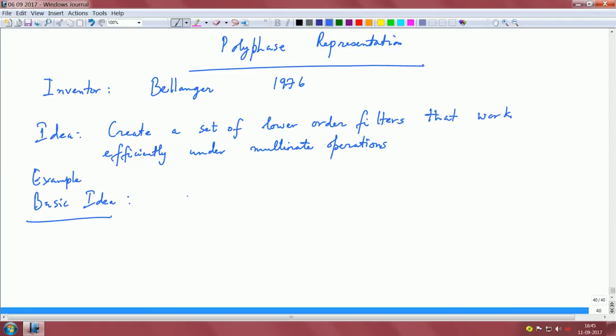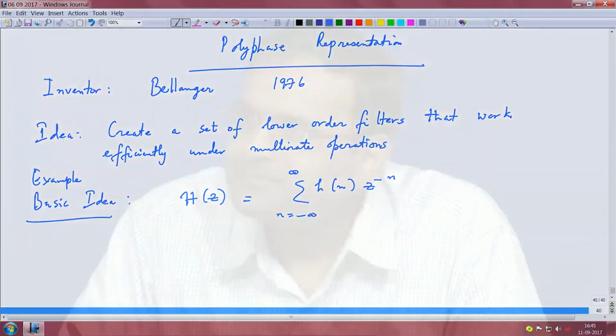Now, we have H of z, which is basically the z transform of h of n. So, if h of n are my filter coefficients, right, in the transform domain I can write it in this form. This is no big deal, but what is interesting is we will follow the divide and conquer approach that is often seen in computer science, right.